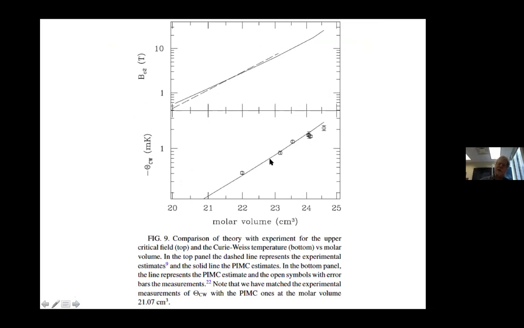This is the Curie-Weiss temperature, and we pretty much exactly agree. The Monte Carlo is a solid line, and the experiments are these points. The magnetic field differs a little bit, the solid line versus the experiment, but the experiment has a lot of difficulty, right? They can't actually go to the full magnetic field. So at those temperatures, it's kind of difficult. So, probably we don't want to agree perfectly with experiment.